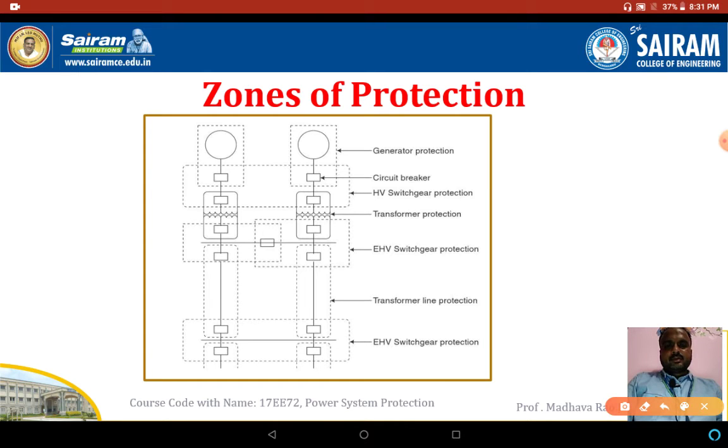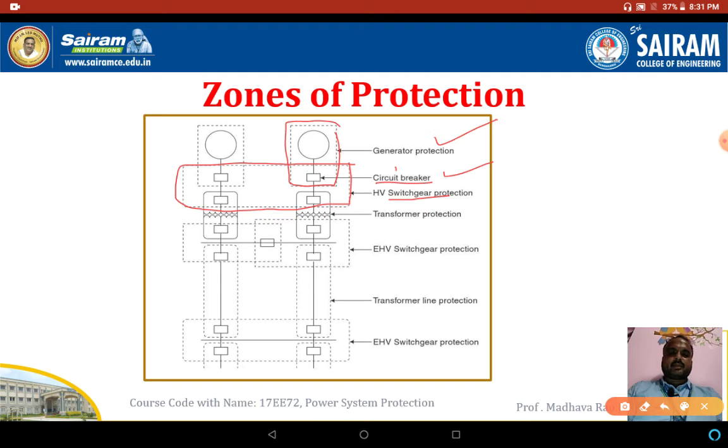So zones of protection means, while you are protecting the devices, we need to take care of two devices simultaneously. So here we can see generator and circuit breaker, at a time we are protecting. So that is called one zone. Next, another zone if you take, what are the two devices there? Circuit breaker, this one, and high voltage switchgear protection.